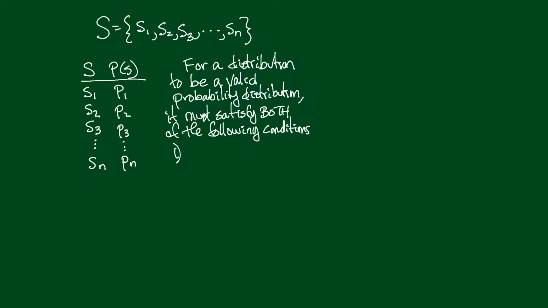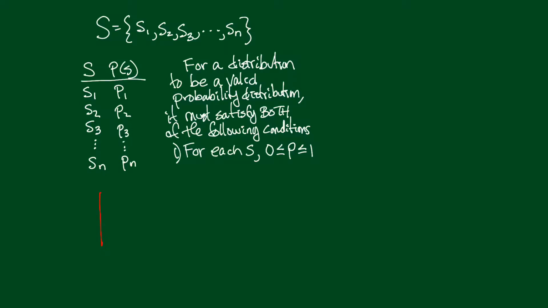So if it's going to be a valid probability distribution, it's got to satisfy both of these conditions. The first one is this. For each S, so for each individual outcome, these numbers here have to be between 0 and 1. So for each one of those S's, this has to be true: 0 less than or equal to P less than or equal to 1. Right? Because they're probabilities. So they have to be between 0 and 1.